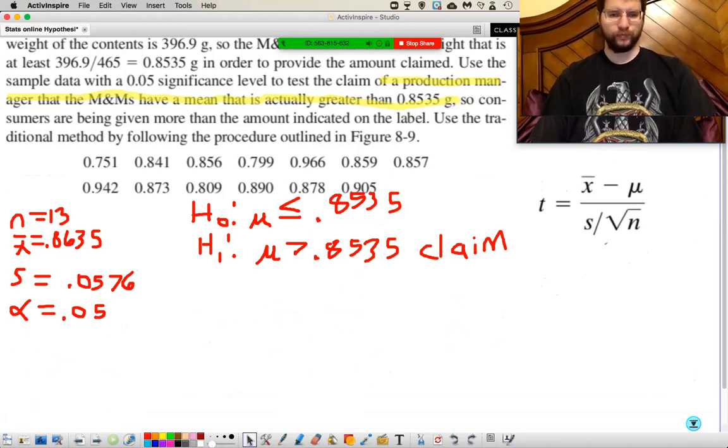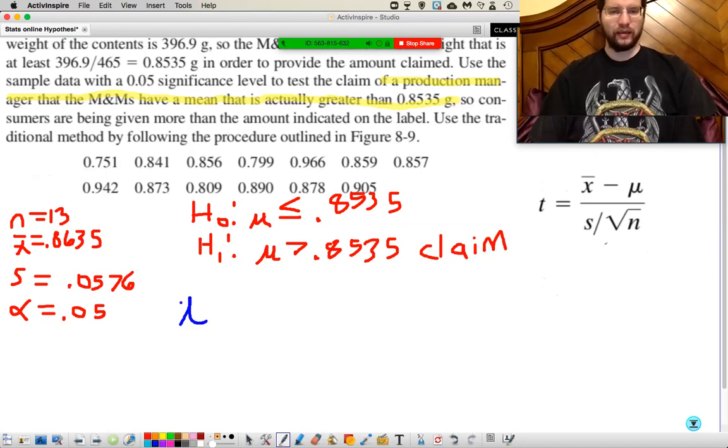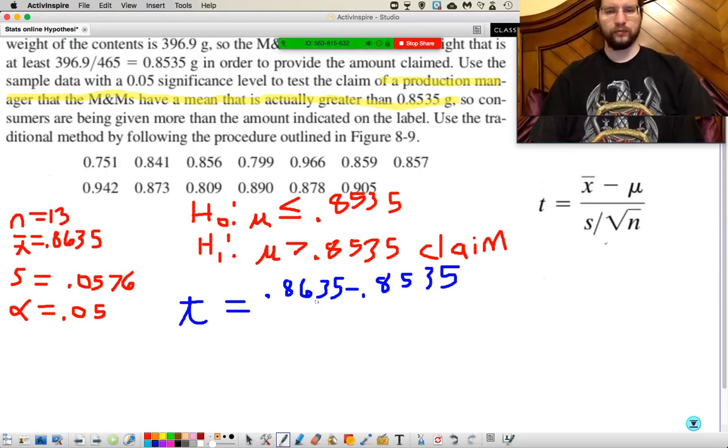I'll do it in blue. So T in this case equals, and we know it's a T because look right here, we have S, we don't have sigma. 0.8635 minus 0.8535, S is 0.0576 over square root of n.